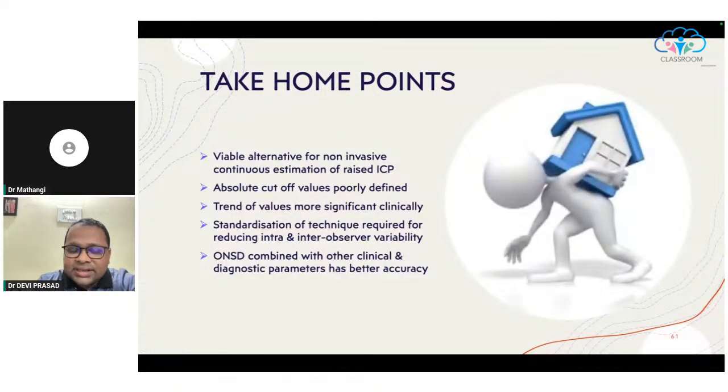So the take home points: this is a viable alternative for non-invasive continuous estimation of ICP. Absolute cutoff values have been poorly defined, and it is the trend of the values which is more significant clinically. Standardization of technique is required for reducing intra and inter-observer variability. Optic nerve sheath diameter combined with other clinical and diagnostic parameters has better accuracy than ONSD alone.